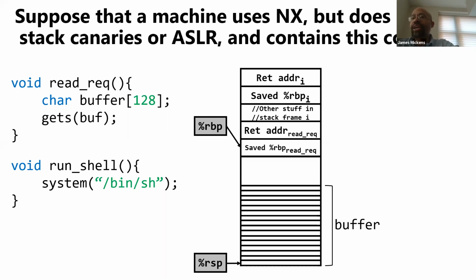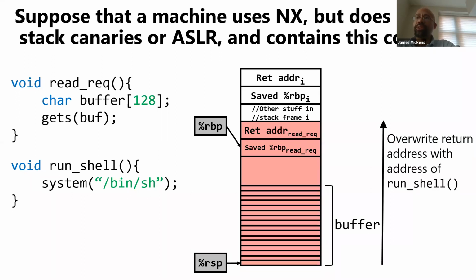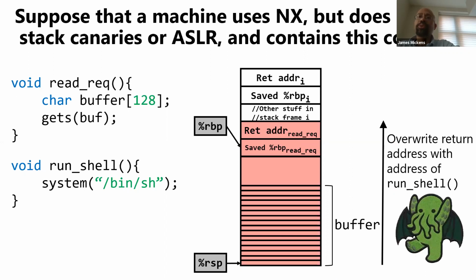So we've got the stack setup that I'm showing in the middle of the slide. And so what we know is that there is a buffer overflow vulnerability here. So we know that if the attacker's goal is to take control of a shell, then what the attacker can do is just overwrite the return address with the address of run shell, and then Cthulhu wins, right? So why is it that the attacker can know what the address of run shell is?